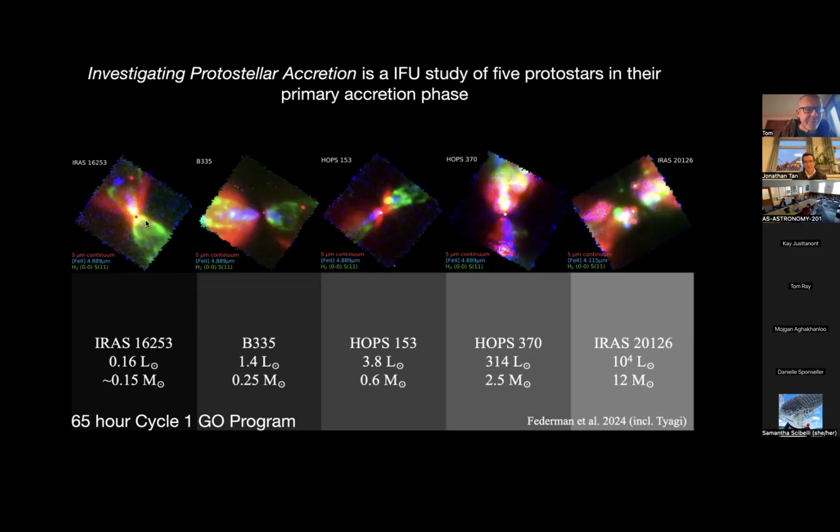You can see NIRSpec imaging that was put together for Fetterman et al. 2024, showing scattered light continuum in red, molecular hydrogen emission in green, and iron II emission in jets. You're going to see all of these components in much more detail as I give this talk. I should also note that the luminosities of these sources vary dramatically, from about 0.16 solar luminosities for 16253 to 10,000 solar luminosities for 20126. So with these 5 stars, maybe it's not representative, but we cover a lot of territory, the kind of physics we need to understand the mass function, was the hope.